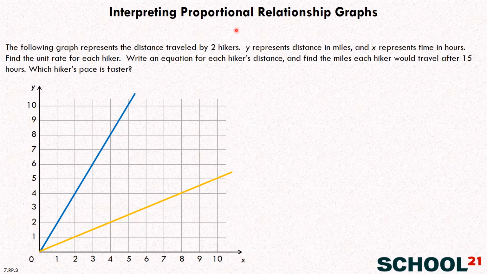Okay, so a proportional relationship, remember, is going to be in the form y equals kx, where k is some sort of number. So it's y equals 3x, or y equals 2x, or y equals 7.9x, or something like that. And when you graph it, it's always going to be points that line up in a straight line that goes through the origin, okay?